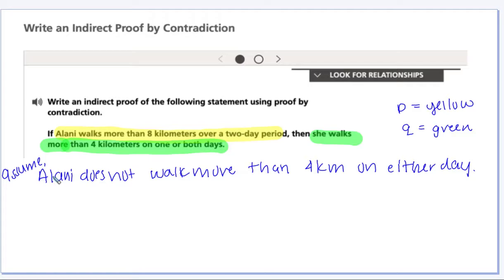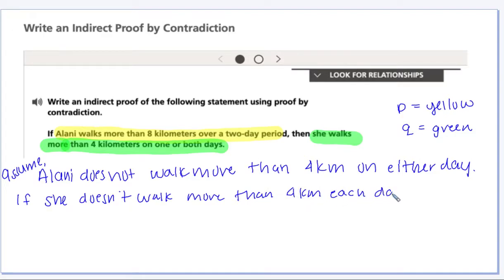So if Alani doesn't walk more than 4 kilometers on each day, then the total distance over a 2-day period has to be less than 8 kilometers. So we'll say this: if she doesn't walk more than 4 kilometers each day, then her total must be less than 8 kilometers.